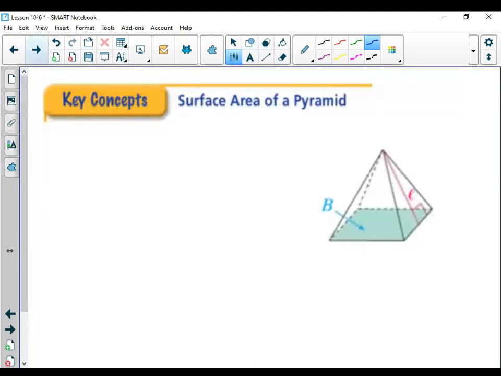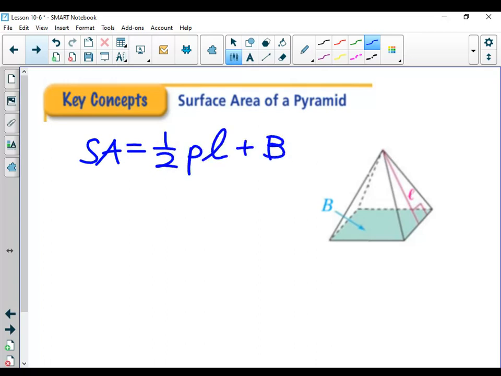So when the formula says P we've done before, it's perimeter. And now they put in this cursive L, that means slant height. Capital B we've done before, area of the base. Anyone want to guess where the half came from? You guys are so good! Yes, because the sides of the pyramid are a triangle. Wow, I'm impressed. Nice job.